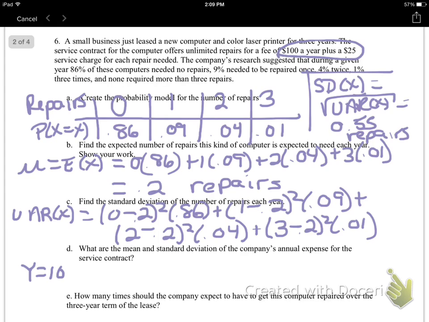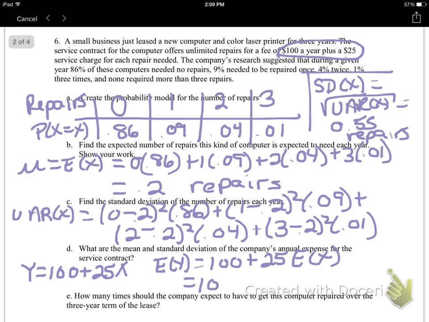So y is equal to 100 plus 25 times x, the expected value for each repair, right? So the expected value of y is equal to 100 plus 25 times the expected value of x, which is equal to $105. Okay? All right, and so let's go and do the standard deviation. So I am going to erase this all.